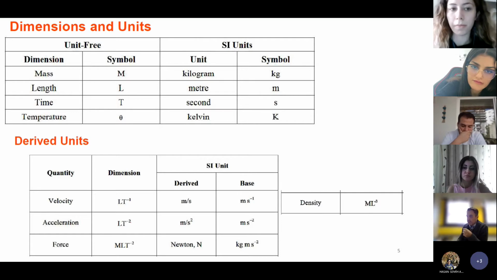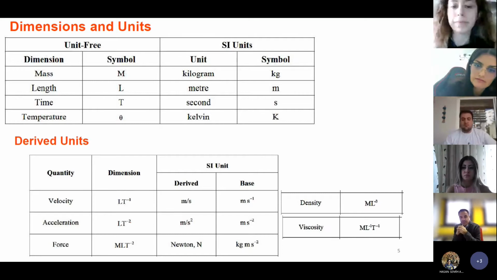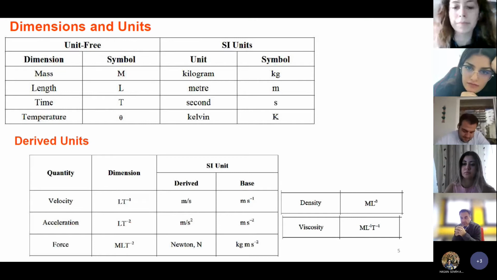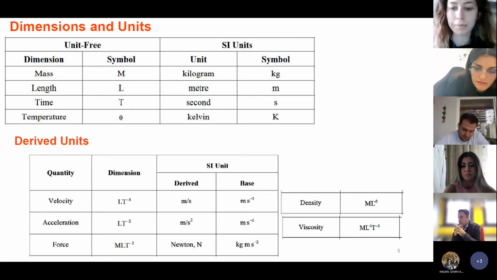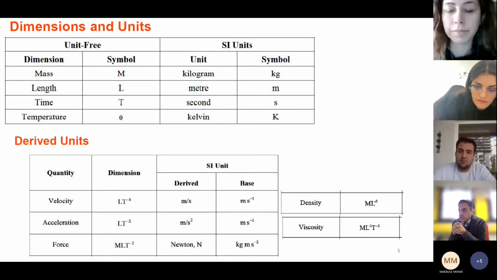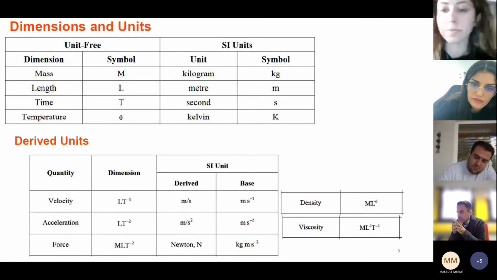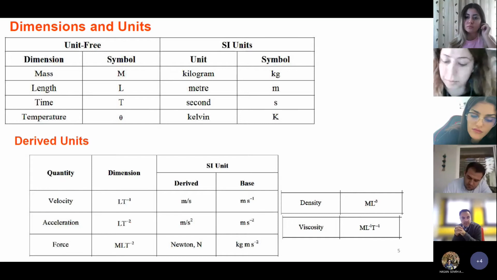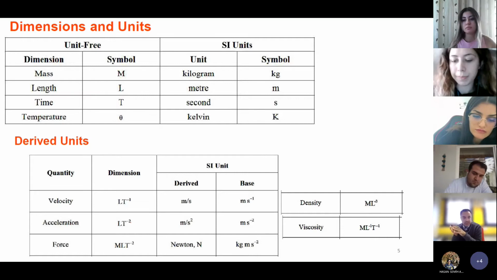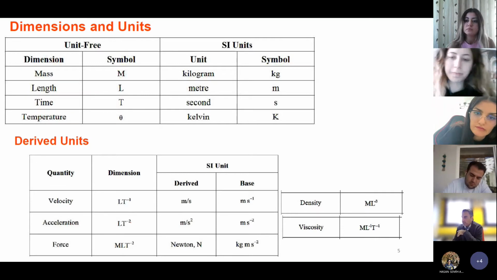And I just want to show 2 or 3 new quantities that you might not have been aware of before this course. In this course we talked about density. It can be shown with the dimension of ML to the power of -3, and also dimension of viscosity is ML to the power of -1 T to the power of -1, and the unit of viscosity was Pascal second, yeah, Pascal second. For density, kilogram per cubic meter in SI system.